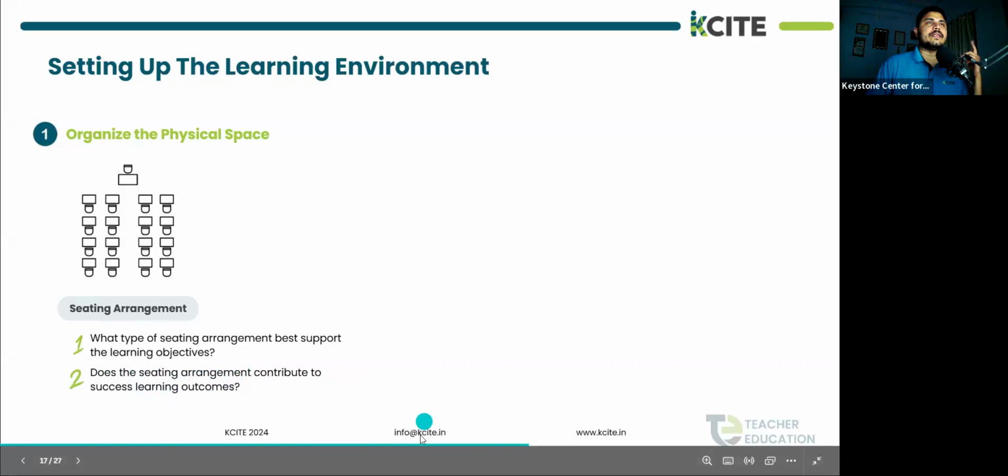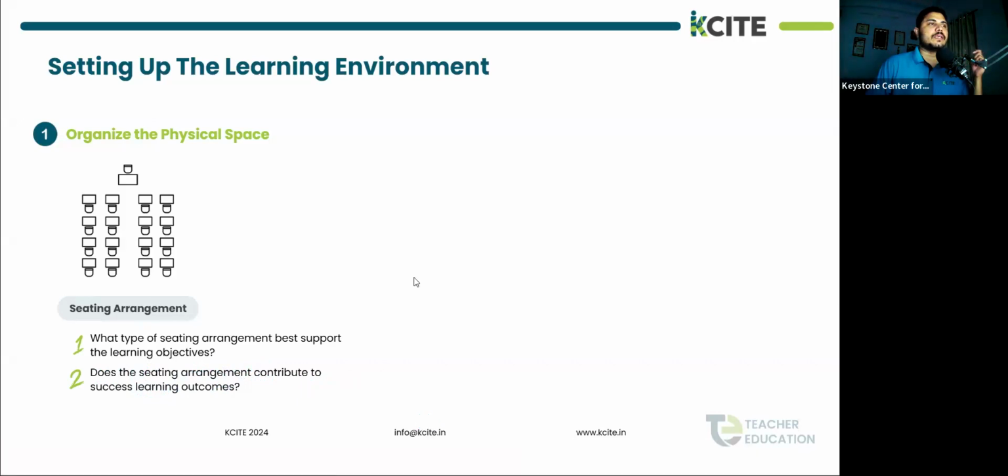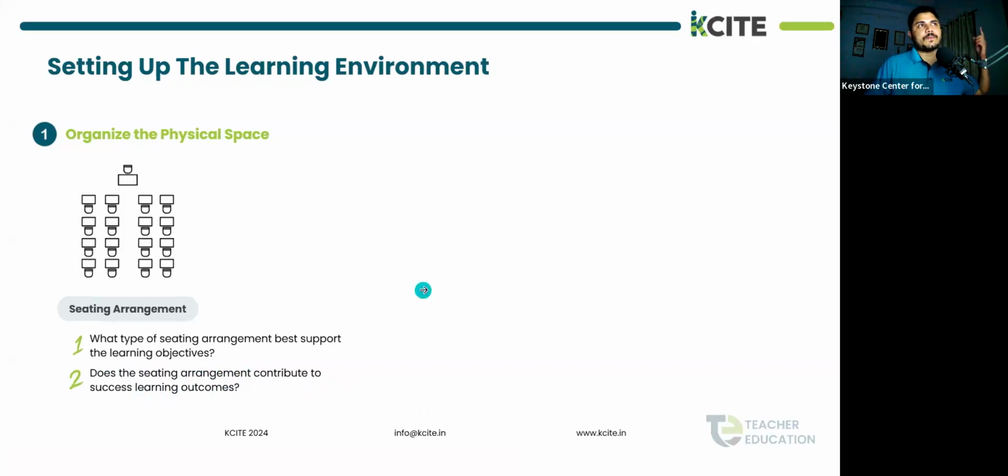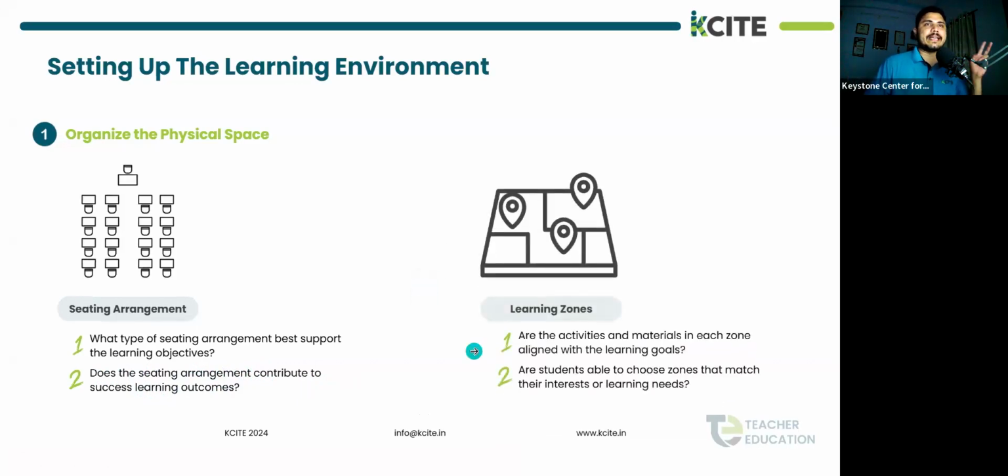So we need to constantly keep asking this question. The seating arrangement that I'm having right now in my class, is it contributing to the learning objectives? Is it supporting the learning objectives, the activity that you have? The first thing, organize a physical space. Second thing is arrange the learning zones. Are the activities and materials in each zone aligned with the learning goals?